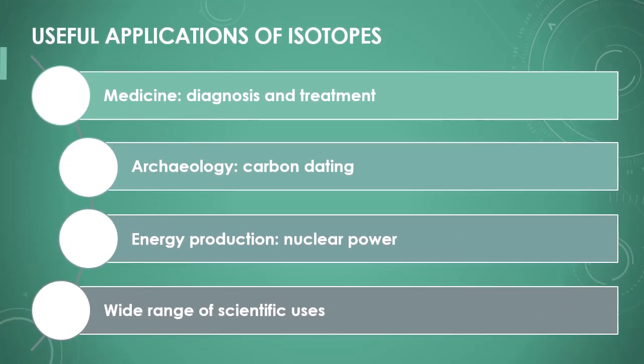Isotopes are used in various fields, such as medicine, archaeology, and energy production. In medicine, radioactive isotopes are used for the diagnosis and treatment of diseases. In archaeology, carbon dating helps determine the age of artifacts. In energy production, nuclear power plants use radioactive isotopes to generate energy.